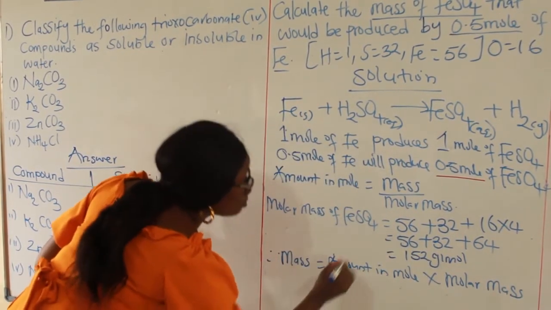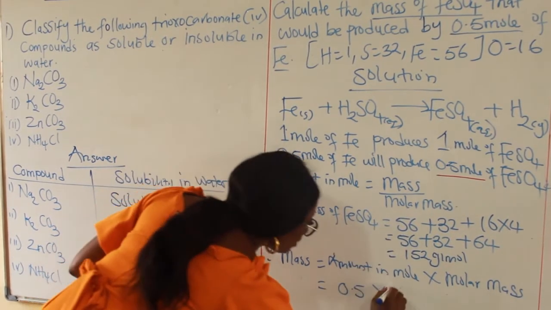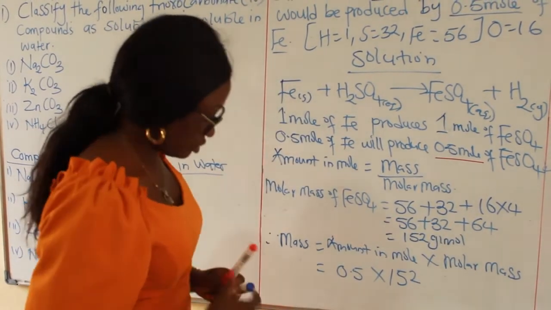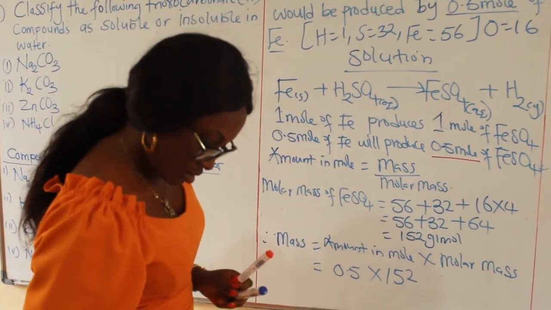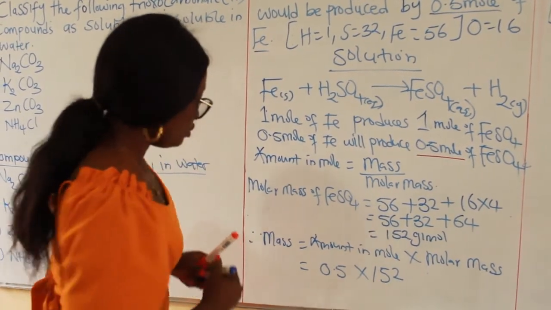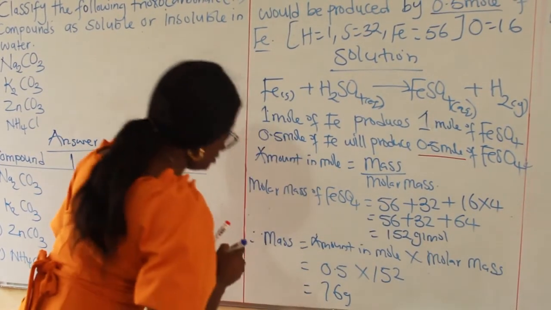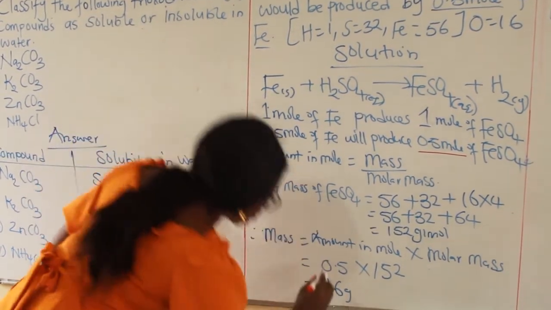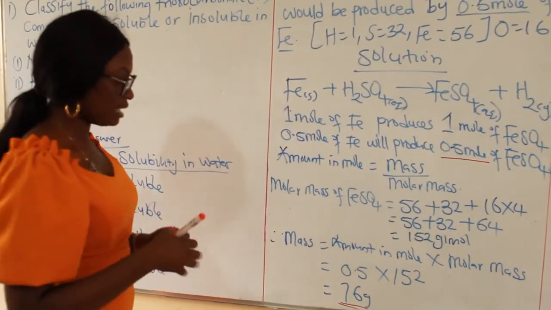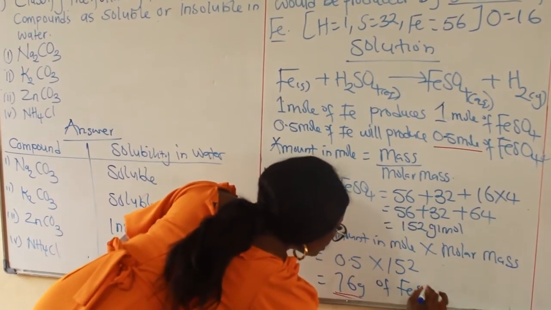So you have amount in mole is 0.5. 0.5 multiplied by molar mass, which is 152. Okay. So I'm going to just do that. 152, that's our answer, multiplied by 0.15. You have the mass as 76 grams. Okay, so just use red. So this is our answer, 76 grams. You can now write 76 grams of iron sulfate.